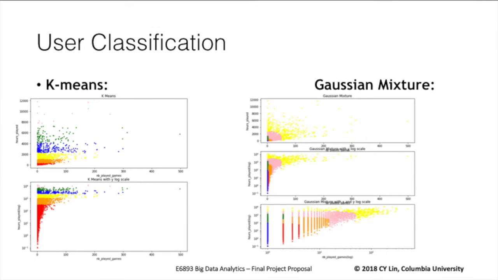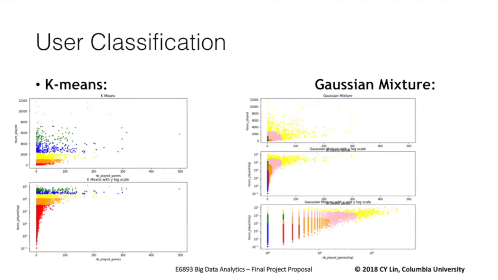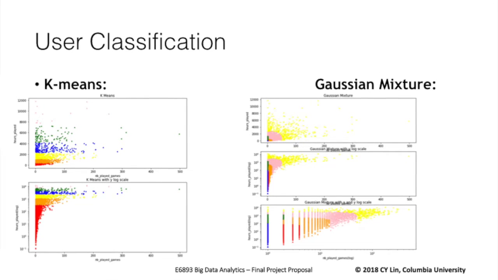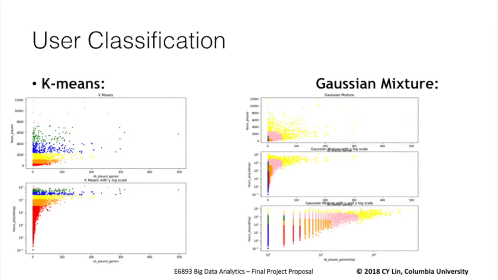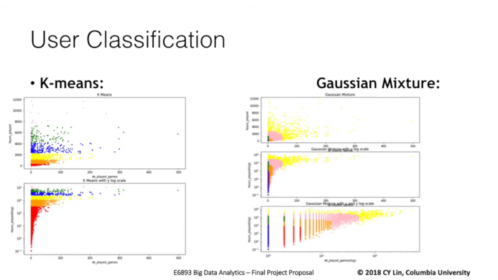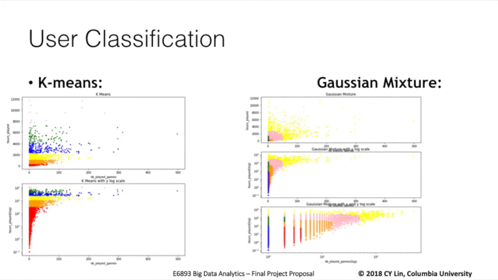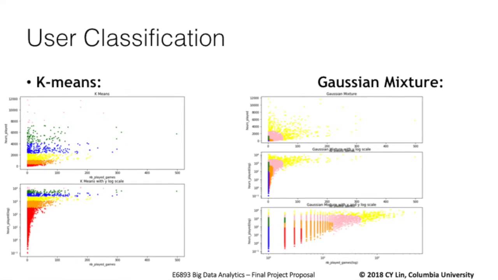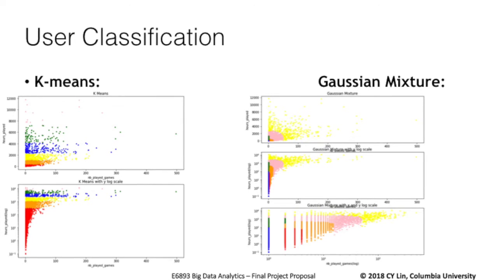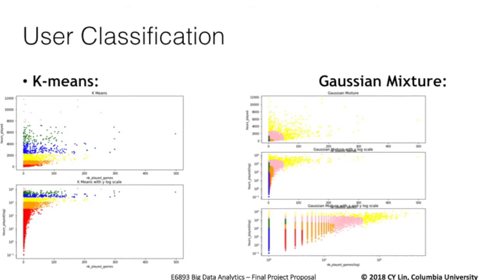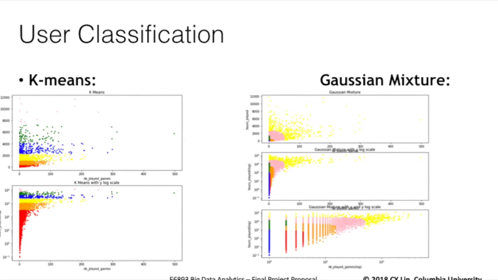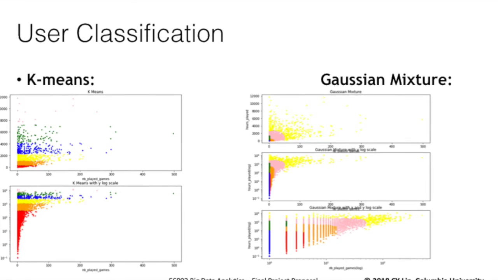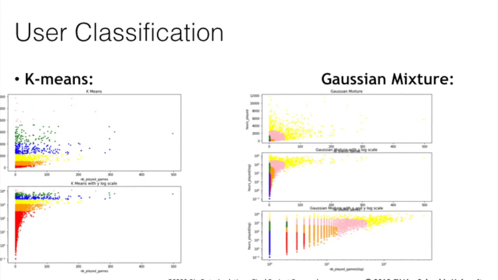In clustering, we tried two methods, K-means and Gaussian mixture. In K-means, we tried several K values, and we found that K equal to 6 comes out with the best result. From the image, we can discover that the users are clustered into 6 groups, and the differences between each group are the ratio of hours spent on games and games played.